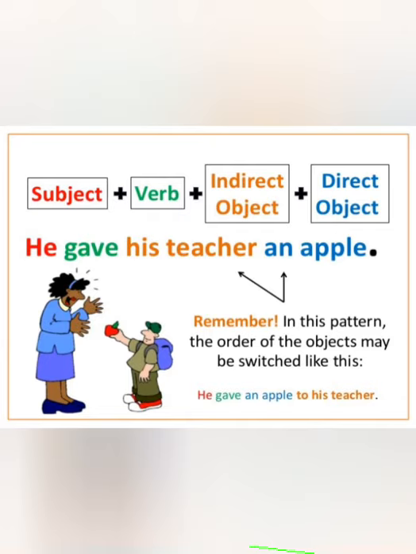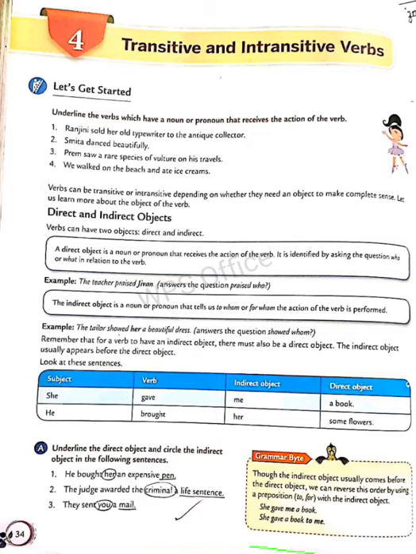Remember that for a verb to have an indirect object, there must also be a direct object. The indirect object usually appears before the direct object. Look at these sentences. She gave me a book. He brought her some flowers. Here, direct object and indirect object both are coming. Indirect object will come only when there is a direct object in the sentence.